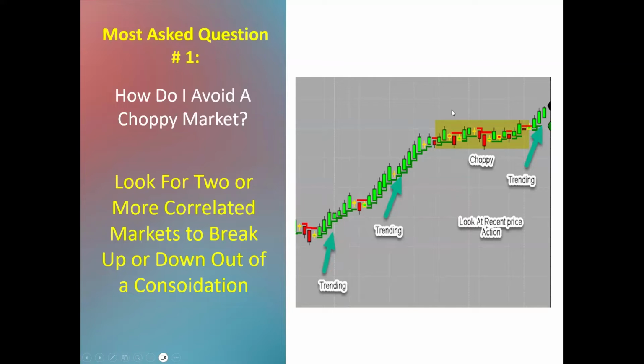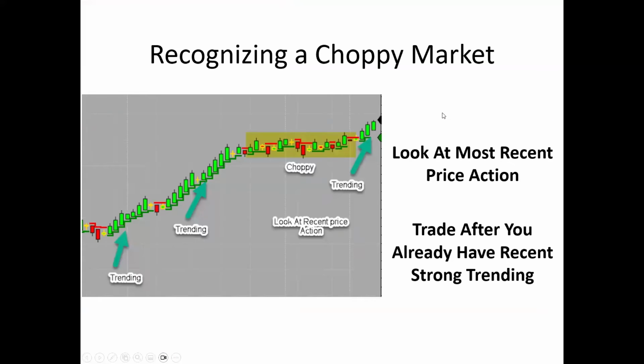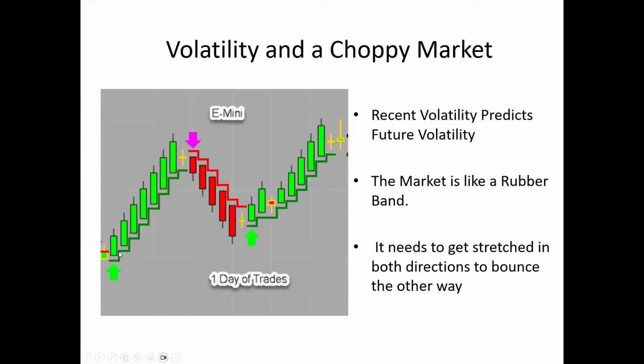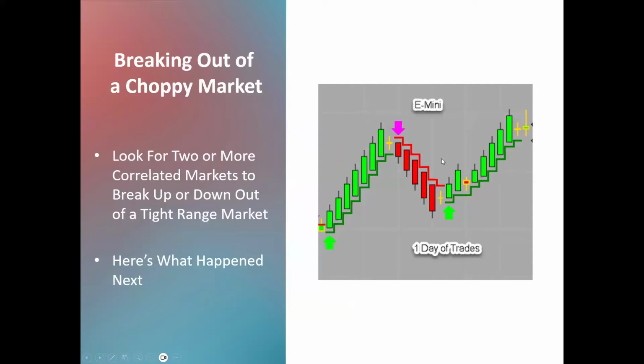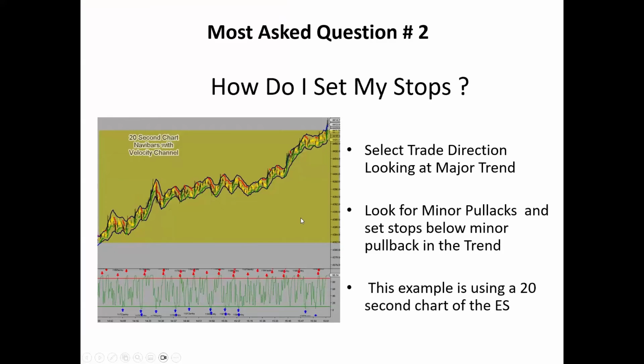Typically after you break out of that choppy section, you're going to get a chart like this where we get more volatility. Again, these are the trend indicator charts. This is actually 1 day of trades on the E-mini. So that was probably the most frequently asked question I get: how do we avoid choppy markets? The main thing is make sure you've got adequate volatility in the market before you jump into a trade. The next question I get from people is, how do I set stops?